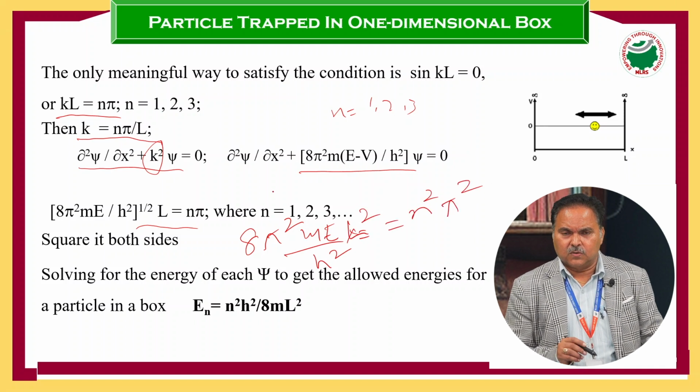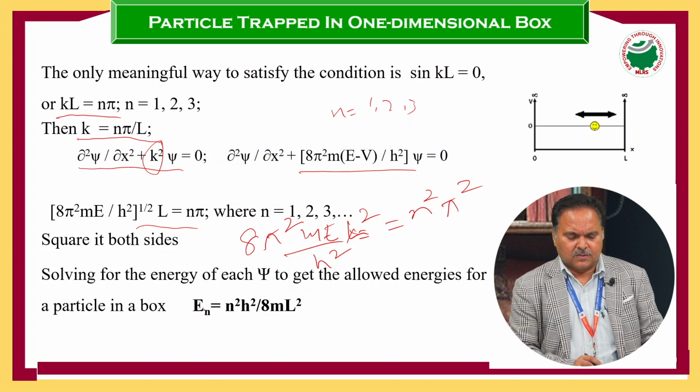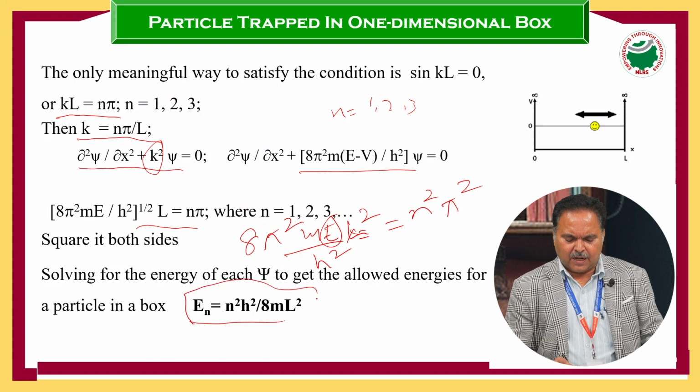So these two sides will be squared. Then, solving this equation, we will get the energy value. That energy is equal to n squared h squared by 8mL squared. So this is the particle in a one-dimensional box. The allowed energy is n squared h squared by 8mL squared. This is an important equation. Here we have one more observation.